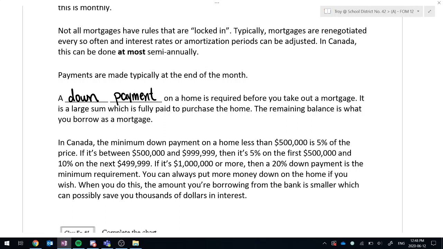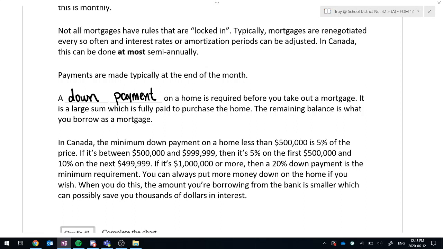If the home is between $500,000 and just under a million, then you still pay 5% on the first $500,000, and then any amount over $500,000, you have to pay 10%. And if the home is $1 million or more, then you are required to make a 20% down payment, which is huge. That's $200,000 minimum if your home is $1 million.